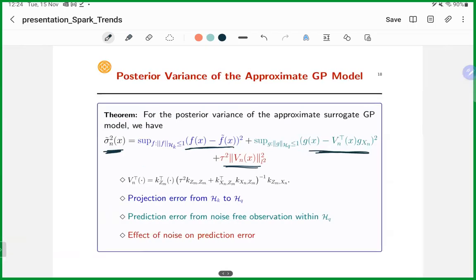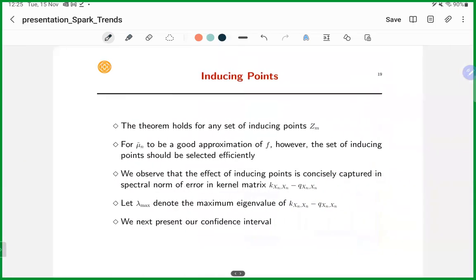But before moving to that, this is general. This theorem is generally true for the formulas that are very popular in practice and we saw in the previous slides. But a good prediction needs a good set of inducing points. So these are 2 separate things. That theorem is always true and holds for any set of inducing points. But for mu tilde to be a good approximation of F, the set of inducing points should be selected efficiently.